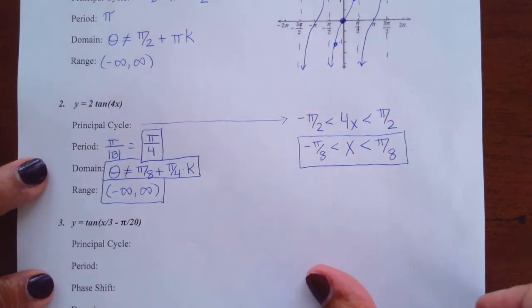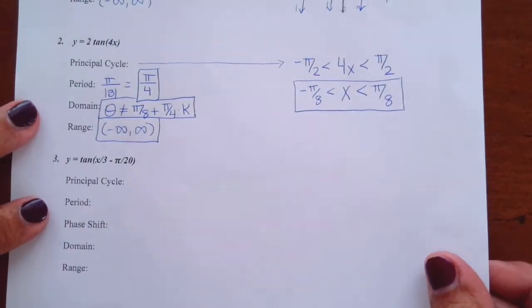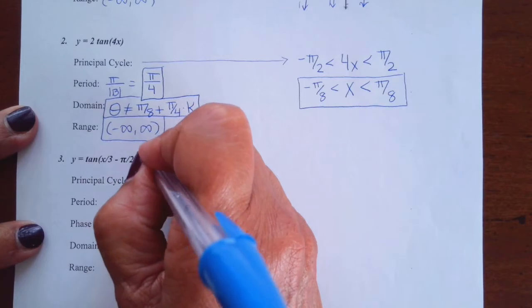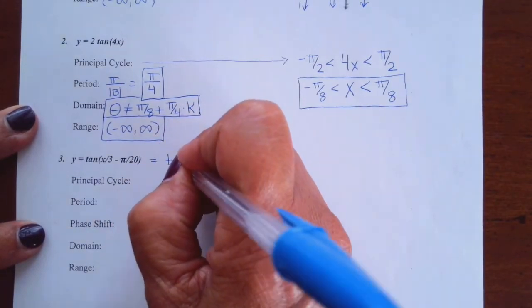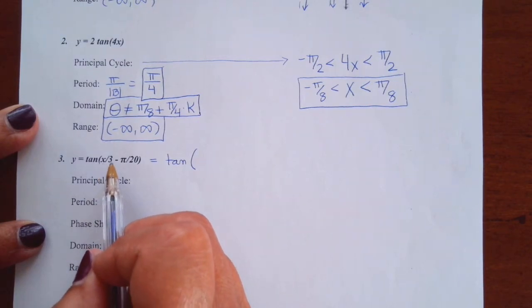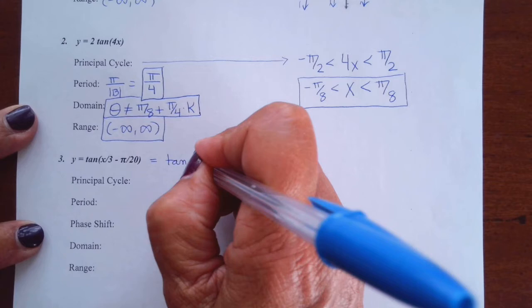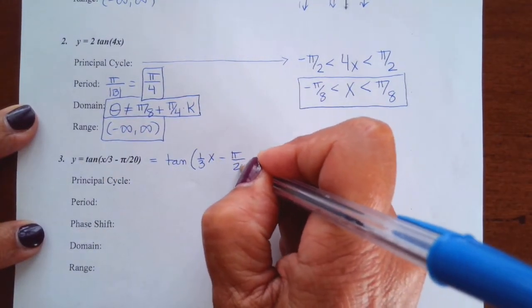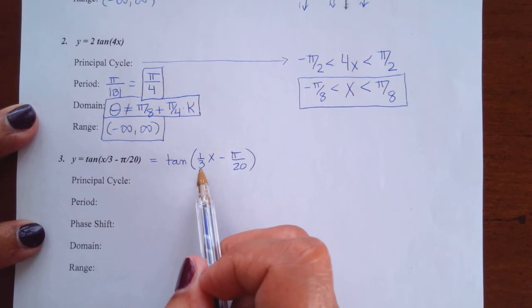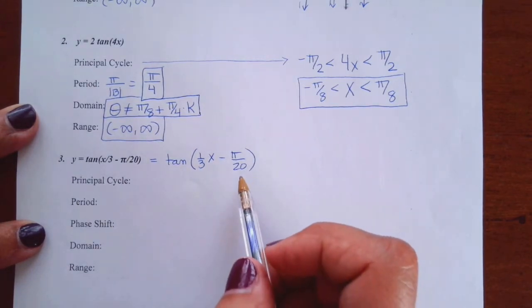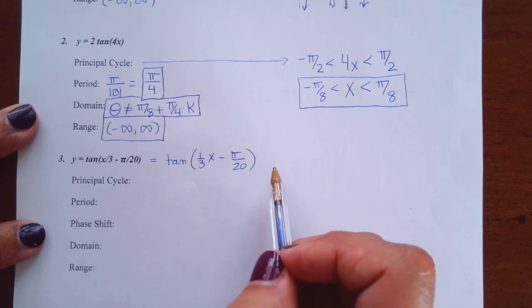All right, let's try the last one, number 3. This problem, a is 1, b, now I'm going to rewrite that because you might not see that. So this is the tangent. What is the number in front of x? That's your b number. Right? X is not part of it. It's a number in front of x. So x over 3 is the same thing as 1/3 x, right? That's exactly what that is. And then minus pi over 20. So your b value is 1/3 and your c value is pi over 20. Okay? No d. D would be 0 still.